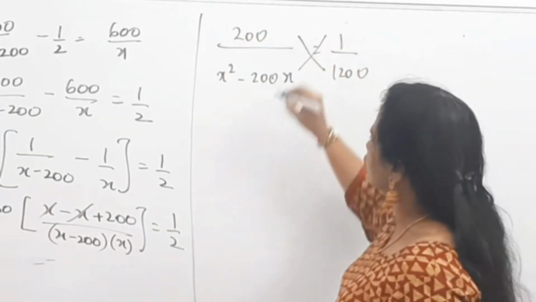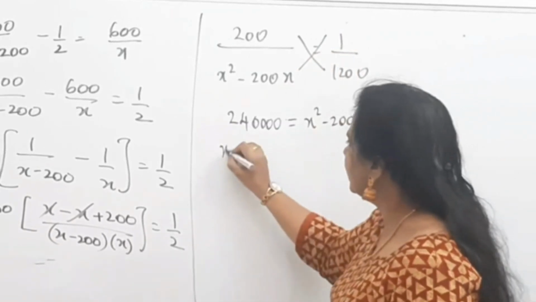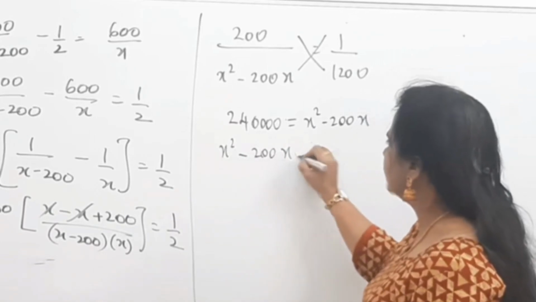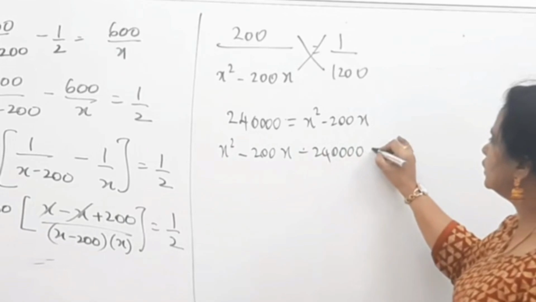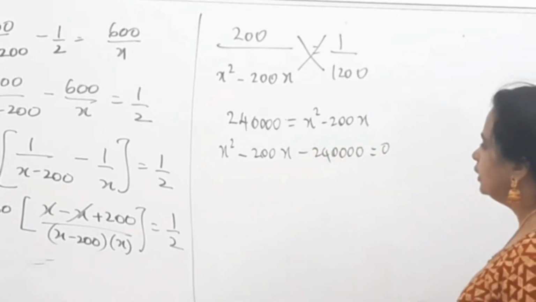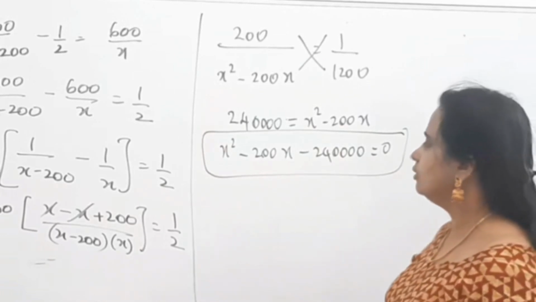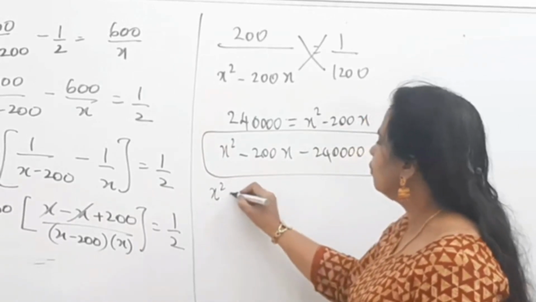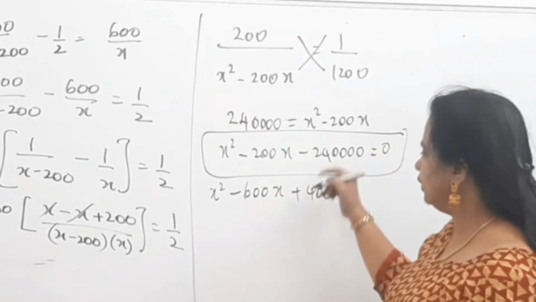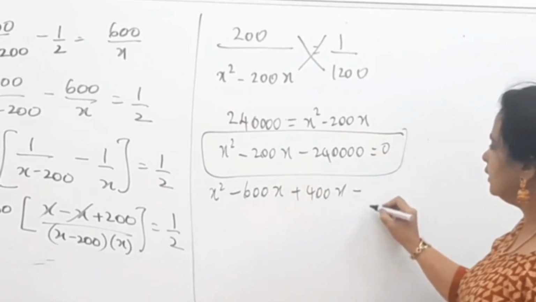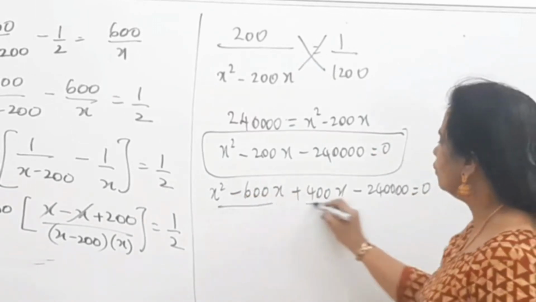On cross multiplication, x² − 200x = 240000. Now my equation becomes x² − 200x − 240000 = 0. That's my equation. Now I would go for splitting the middle term: −600x + 400x, since 6 × 4 is 24, so that's −240000, equal to 0.